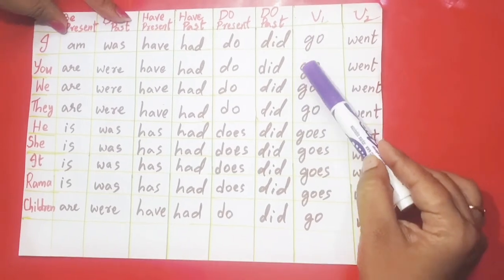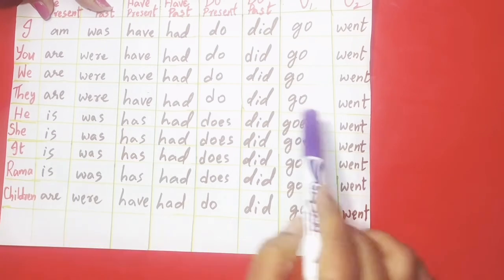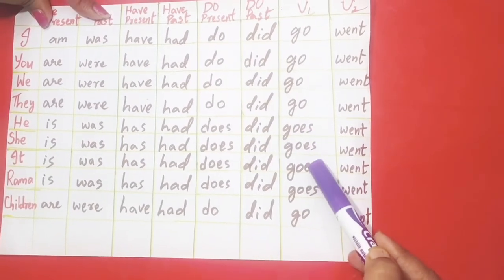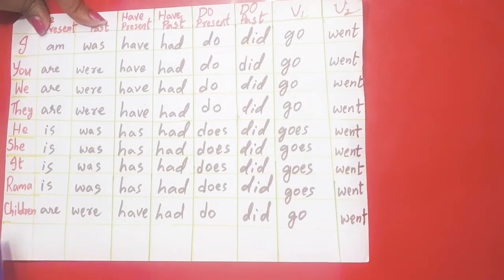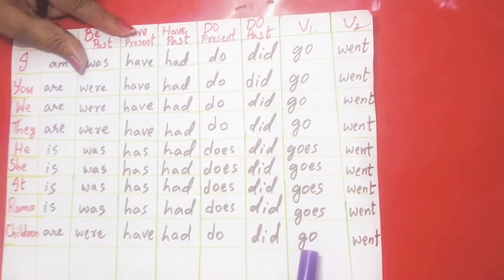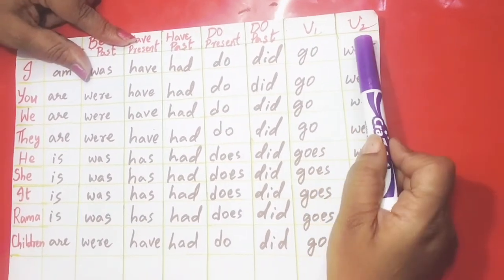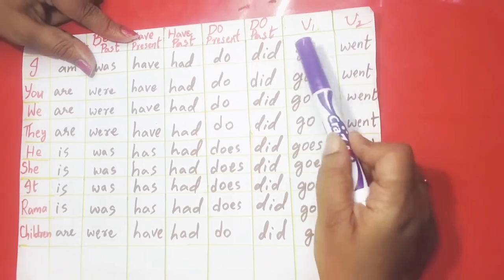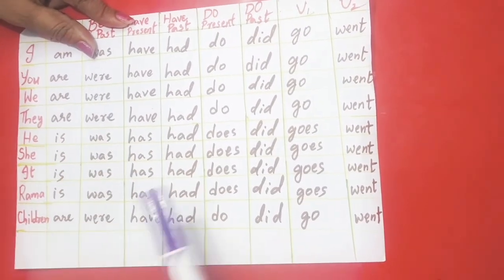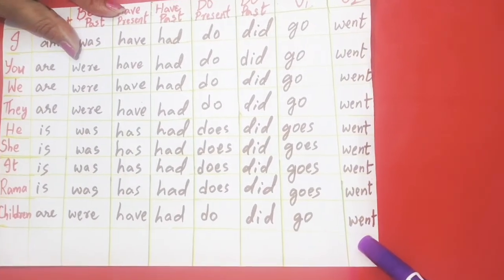Whereas for verb 1 we are taking the base word, that is go. I go, you go, we go, they go. For he, she, it, verb always takes s and es as we know. He goes, she goes, it goes, Rama goes. Whereas children, it's only go. Plural takes without s and es in present tense. For past tense of verb 2, we take went. Go, went. I, you, we, they, he, she, Rama, children, it is all went.